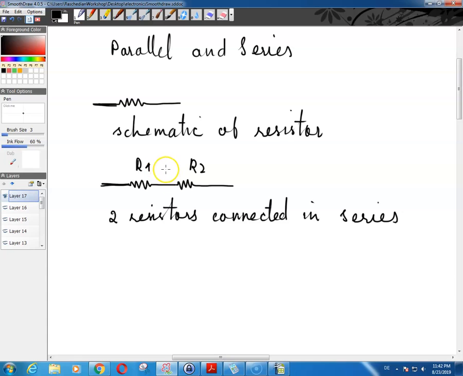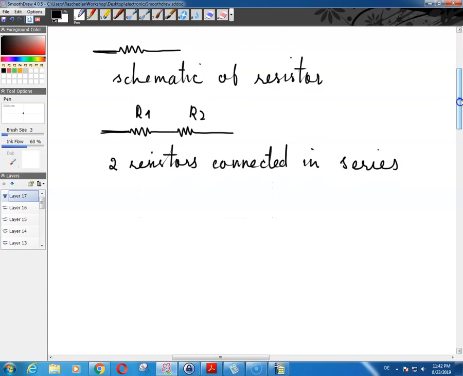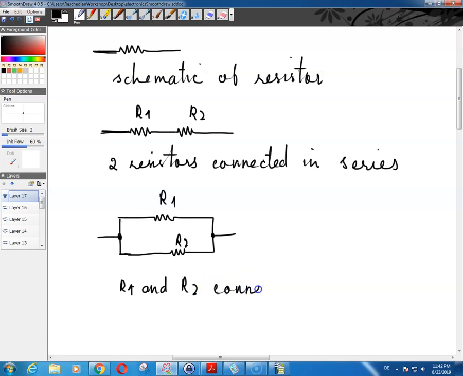And you can have resistors connected in parallel as well. For example, the same two resistors, if you connect them this way, then R1 and R2 are connected in parallel. This is called parallel, this is called series.